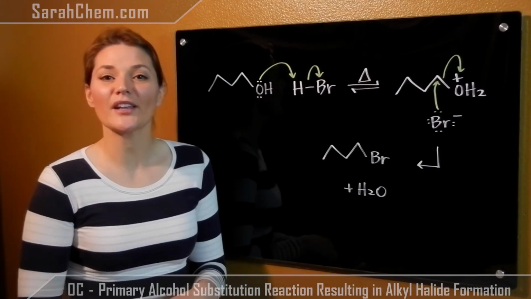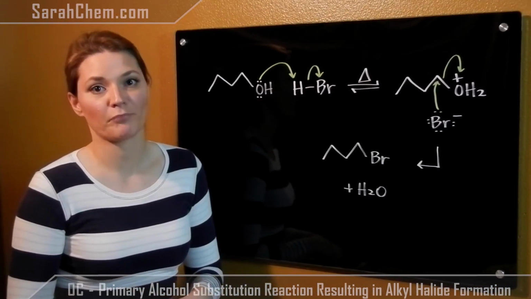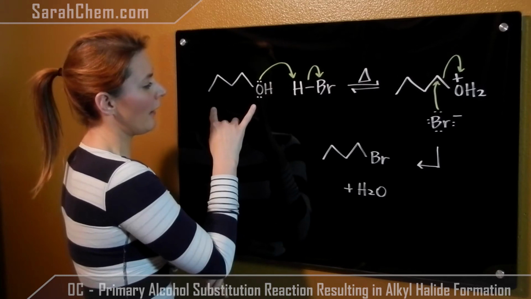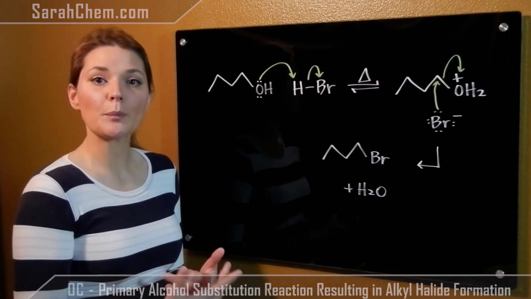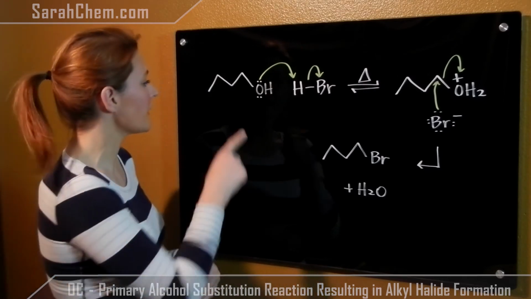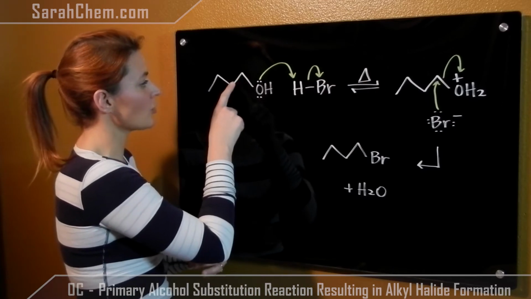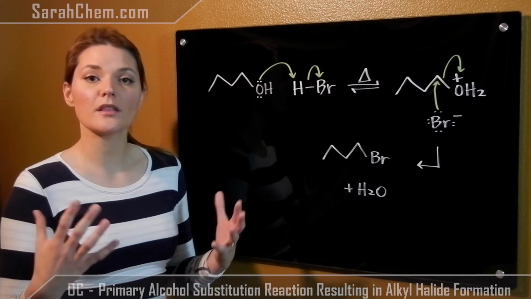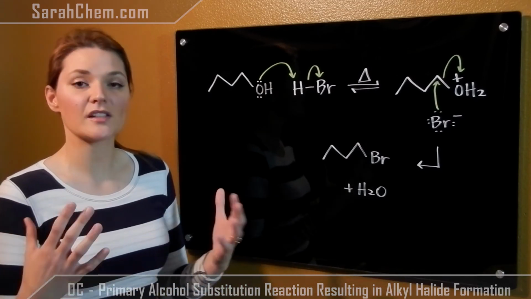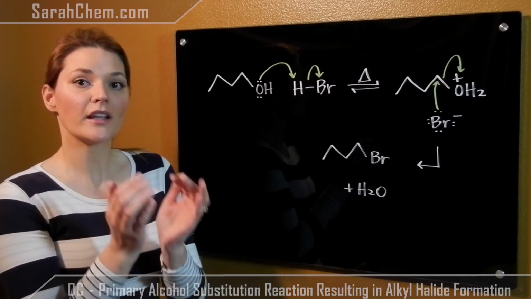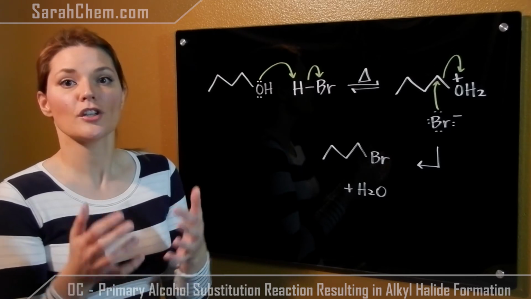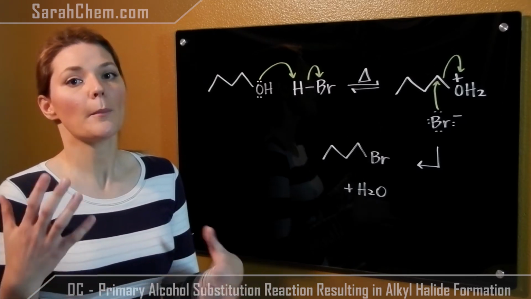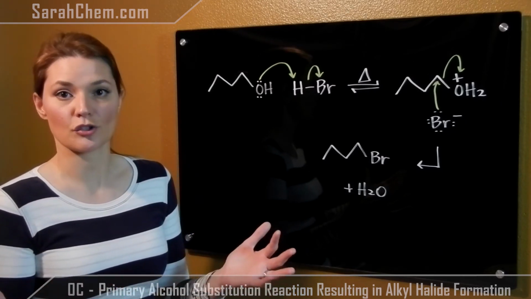Okay, so let's take a look at an example of the first mechanism. Over here we have our primary alcohol. Remember, we know it's primary because the OH group is attached to a carbon that's attached to only one other carbon group. As always, when we're dealing with these alcohols, the first step is to activate it, meaning we're turning it into a good leaving group, so a group that's easily displaced by whatever nucleophile we have in solution.